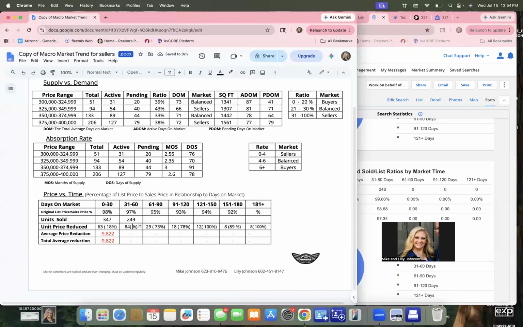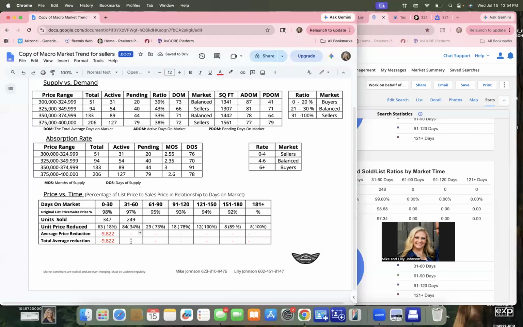So I think it's 249 divided by 84. Is that right? No, I always do it backwards. 84 divided by 249. So I'm doing the units, how many reduced, which was 84, divided by how many actually closed. And that's 34%. I'm just rounding and stuff.